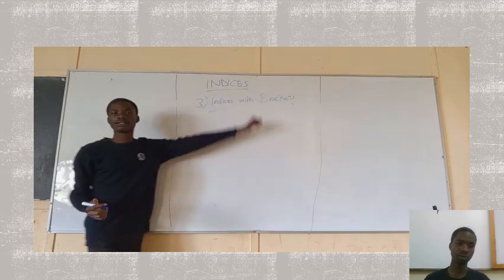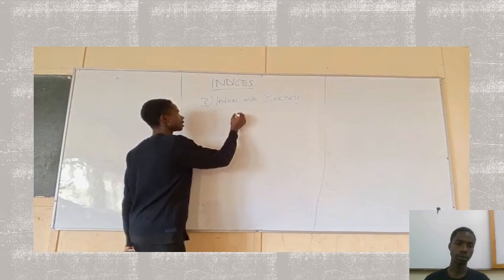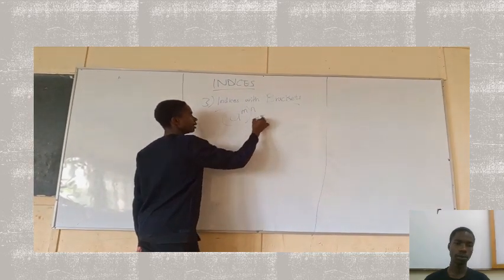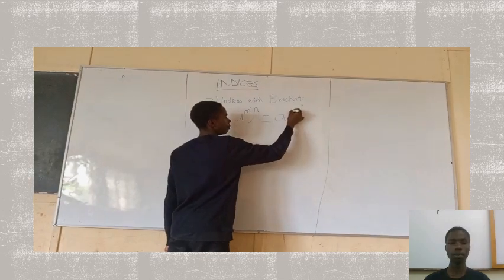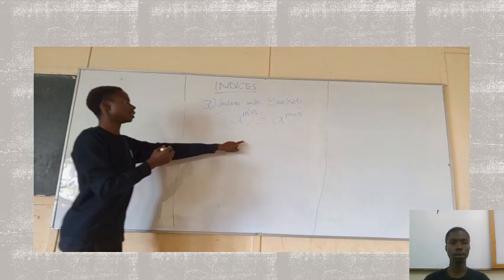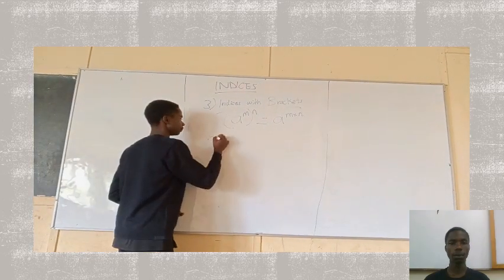When we have indices with brackets showing, our main formula shows that a power n, all to the power m, gives us a power m multiplied by n. Now, this can be shown easily using an example. Let's use an example.